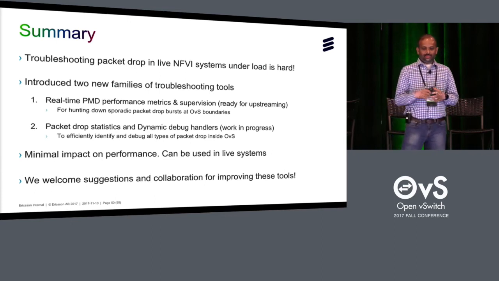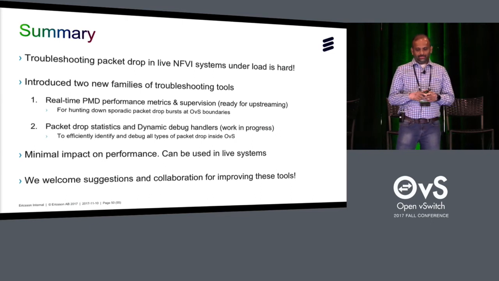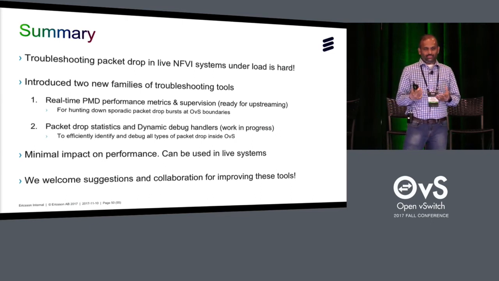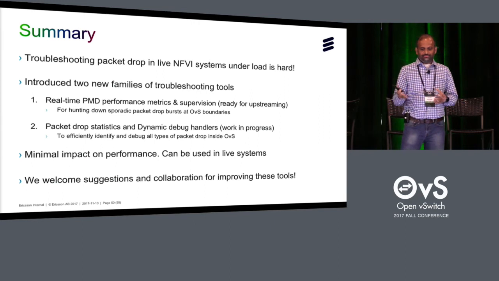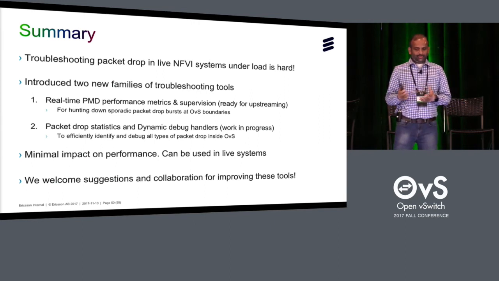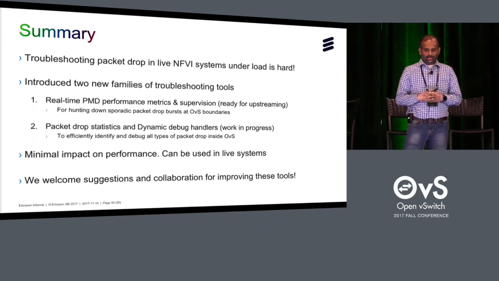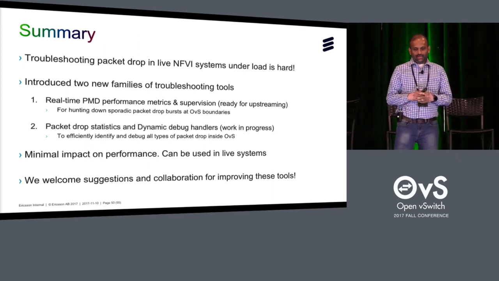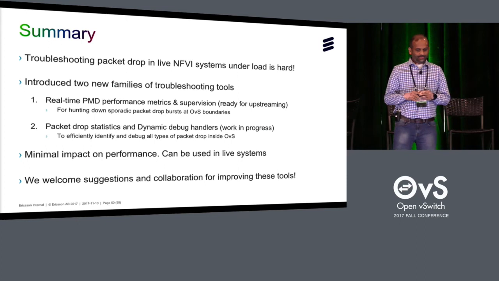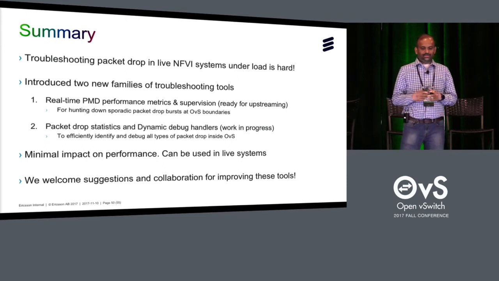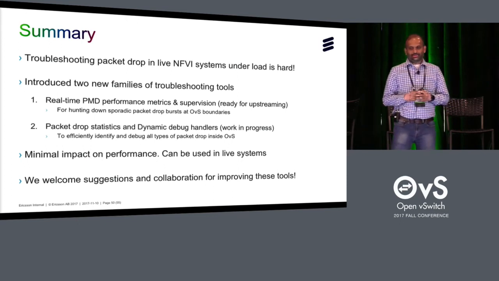And the second set of tools will give you information about enhanced packet drop statistics as well as dynamic debug handlers. This is really a work in progress, and it will help in efficiently identifying and debugging all types of packet drops inside the OVS. We would also like to mention that these tools are aimed at having a minimal impact on performance, and we would welcome any suggestion and collaboration for improving these tools.